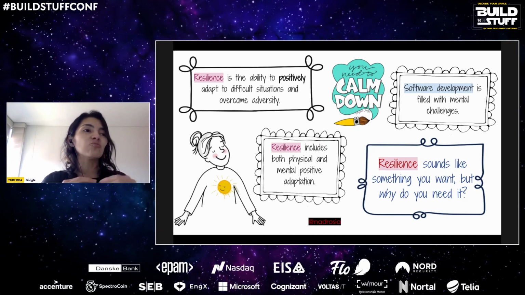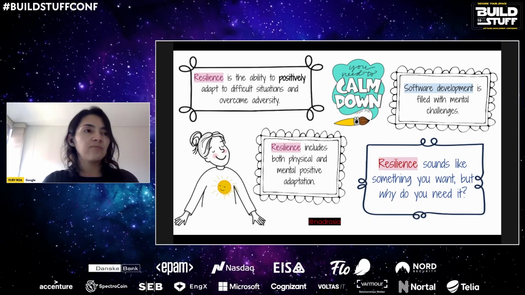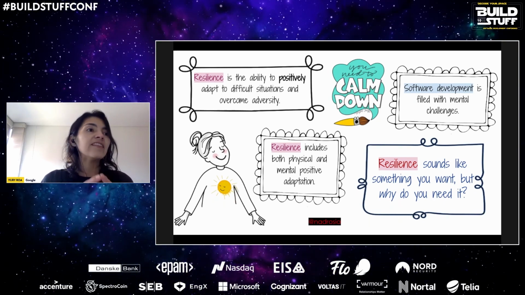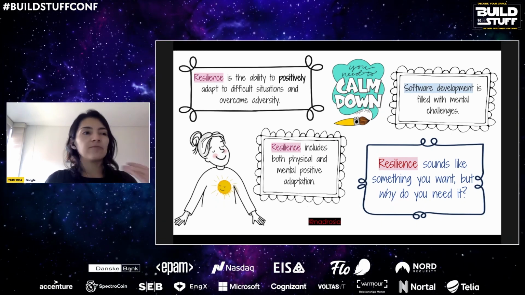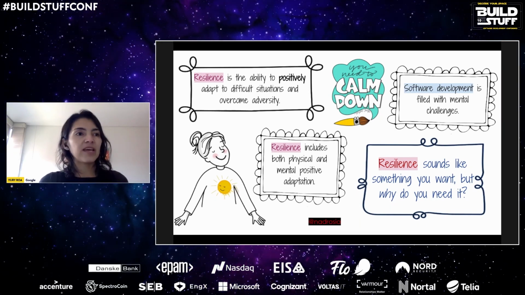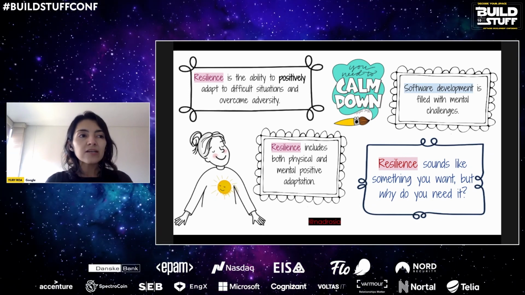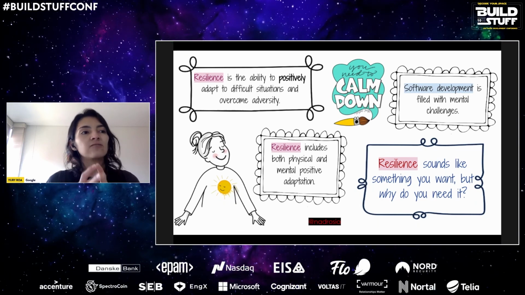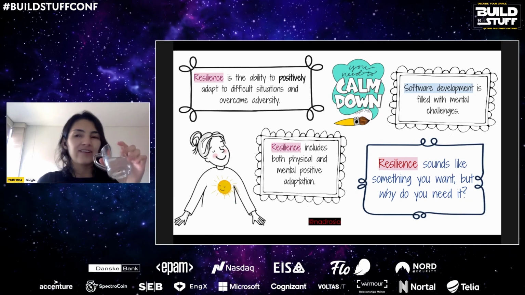Resilience is the ability to positively adapt to difficult situations and overcome adversity. A lot of people adapt to stress negatively. The difference with resilience is that positive adaptation is key. So resilience includes both physical and mental positive adaptations, though for developers, it is important to primarily look at the mental side. Software development is filled with mental challenges, as I mentioned, and as Pelin mentioned in her book.